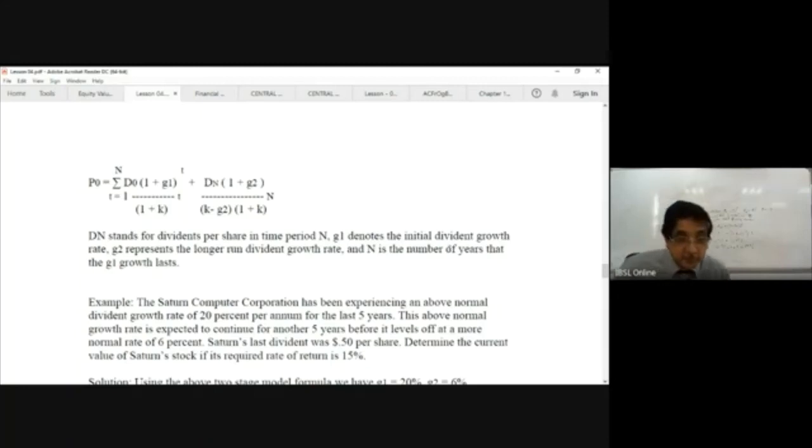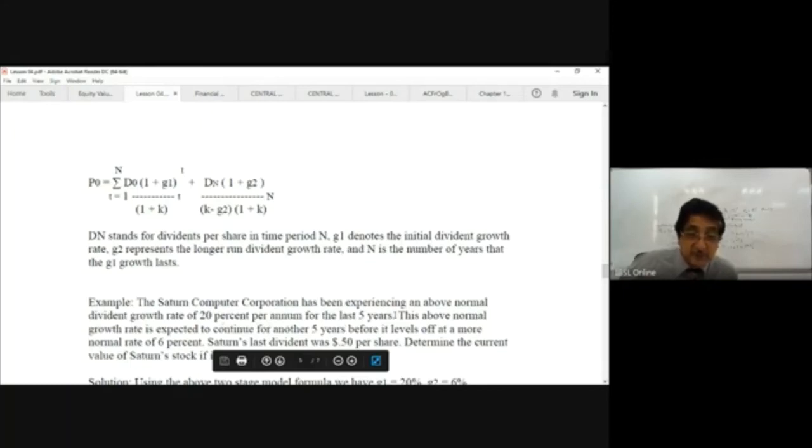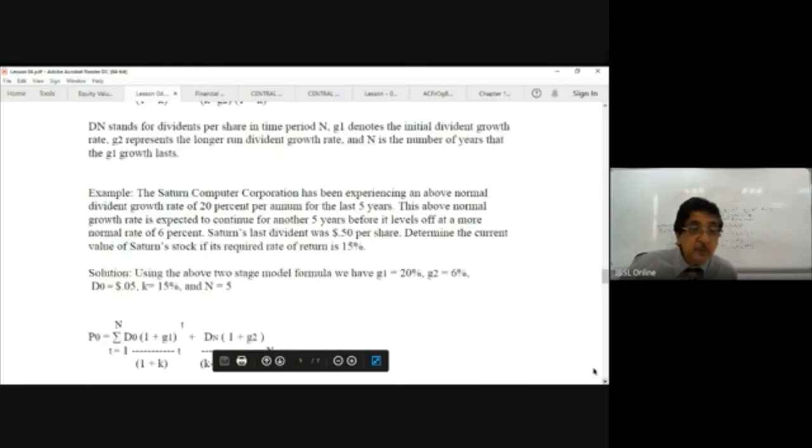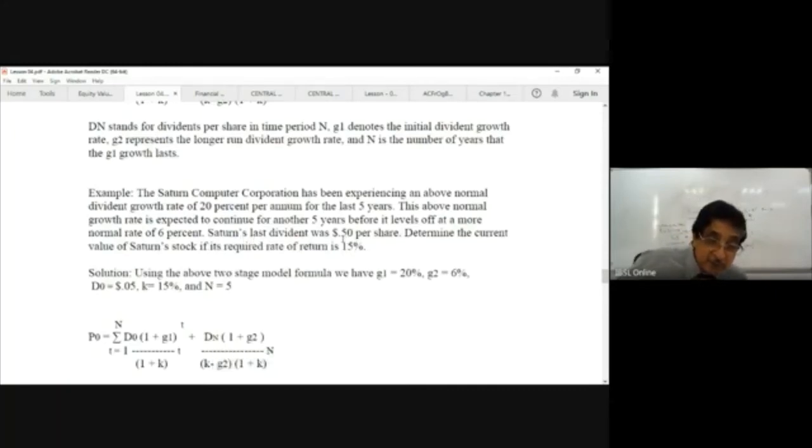The Saturn Computer Corporation has been experiencing an above normal dividend growth rate of 20% per annum for the last 5 years. This above normal growth rate is expected to continue for another 5 years before it levels off at a more normal rate of 6%. Saturn's last dividend was 50 cents per share. Determine the current value of Saturn stock if its required rate of return is 15%.